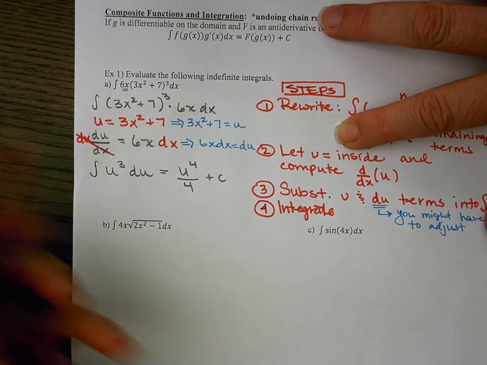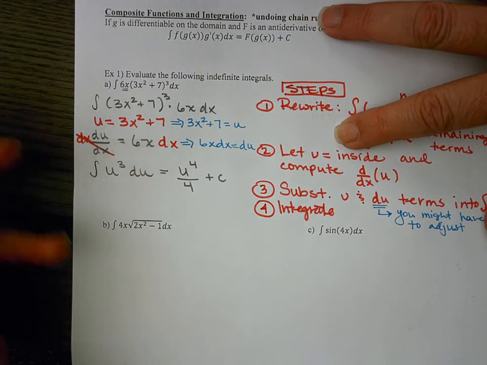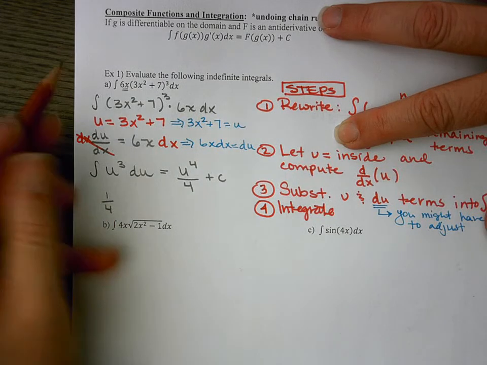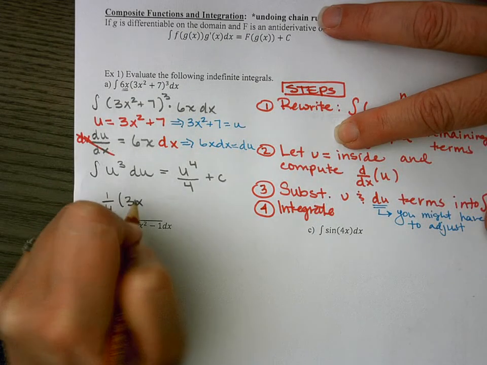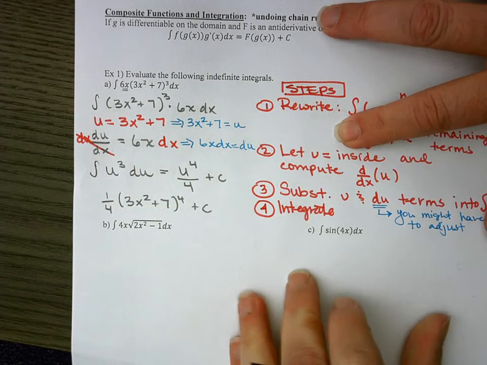And so our answer, our question was in terms of x. So we have to go back into terms of x as well. So I'm going to do a last substitution, 1/4, and u was 3x squared plus 7. So I'm going to substitute that out to a power of 4 and then plus my constant.